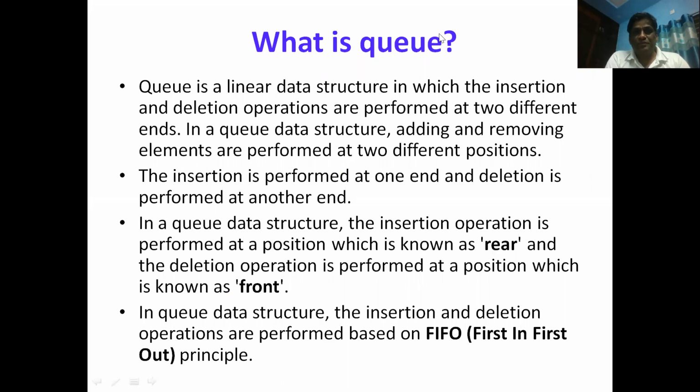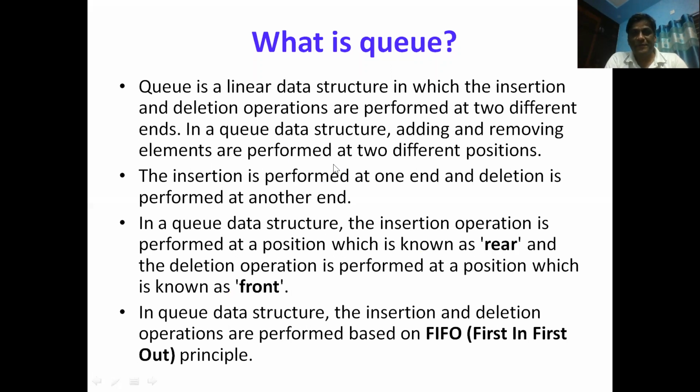So what is a queue? The definition of a queue: it is a linear data structure. Remember this word. A queue is a linear data structure in which the insertions and deletions are performed from different ends. That means insertion is performed from one end and deletion is performed from the other end.